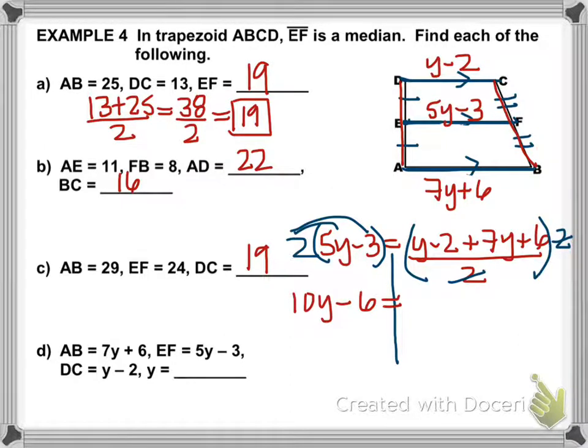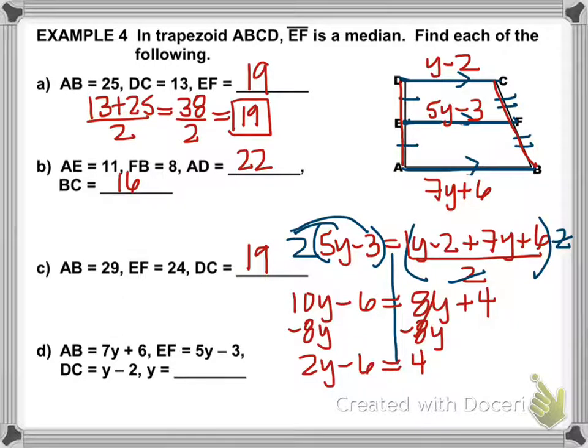But let's go ahead and combine some like terms while we're at it. The y and the 7y, remember this is like 1y, can combine to make 8y. And the negative 2 and the 6 can combine to make 4. Now we'll get all our y's on one side, all our constants on the other. I'm going to move the 8y to the left by subtracting it from both sides. 10y minus 8y is 2y. And then we have minus 6 equals 4. And then move my constants to the right by adding 6 to both sides. So we get 2y equals 10. Divide both sides by 2.